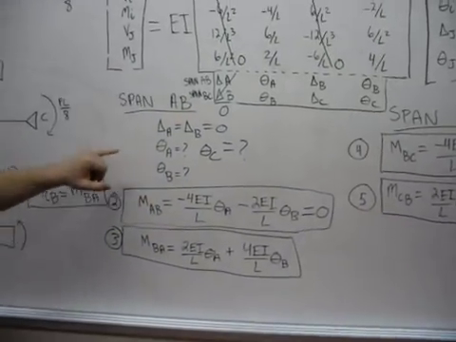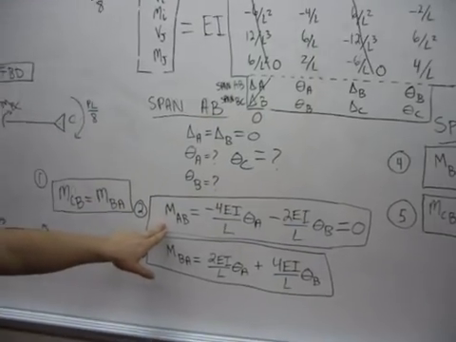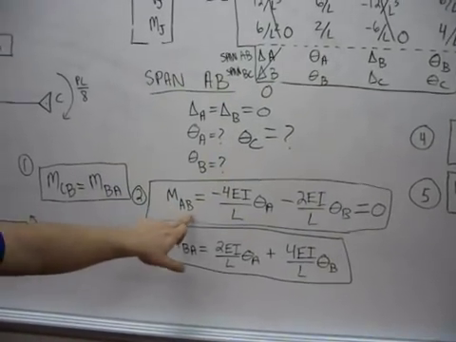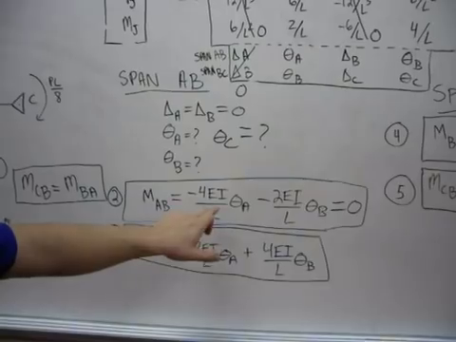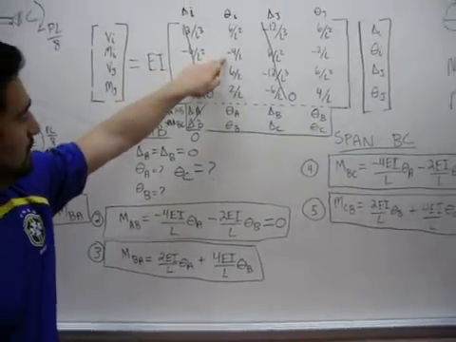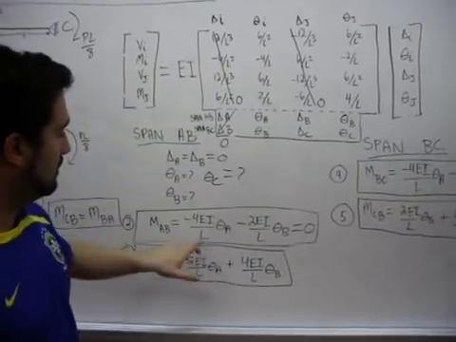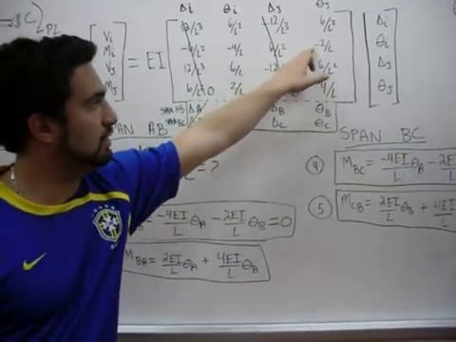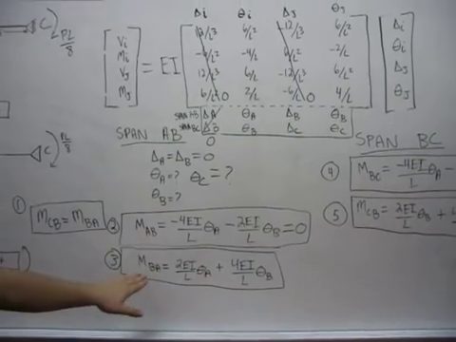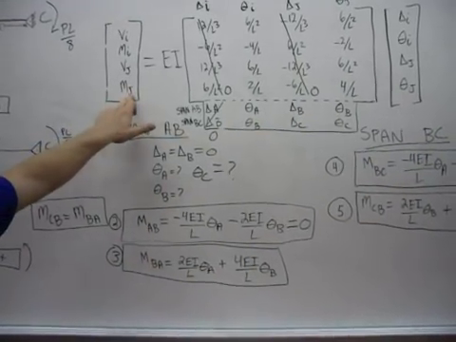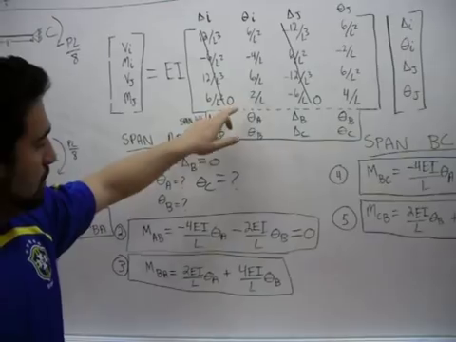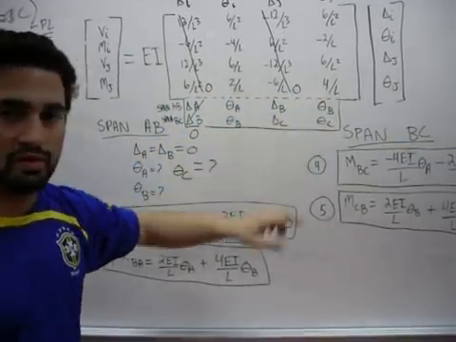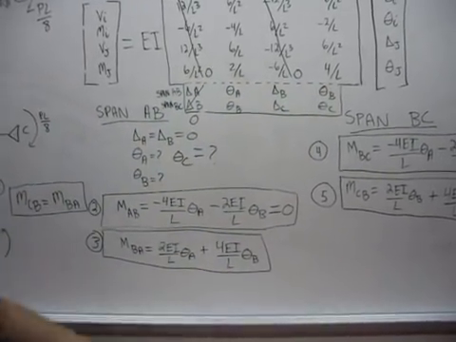Now, going into our equations from the matrix, the moment AB is going to equal negative 4 EI, as you see here, because we're starting at A, over L, and then negative 2 EI theta B, so negative 2. And we're doing the same thing for MBA, but we're starting here, since it's B. We're going to have 2 over L EI, and have 4 over L, as you see.